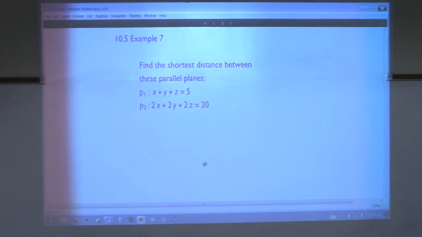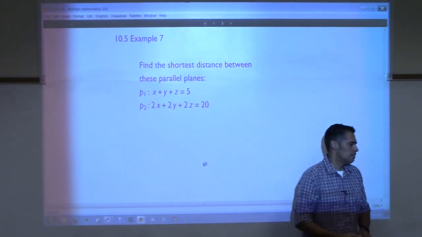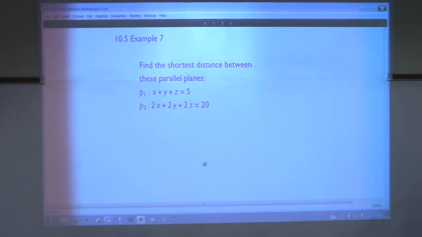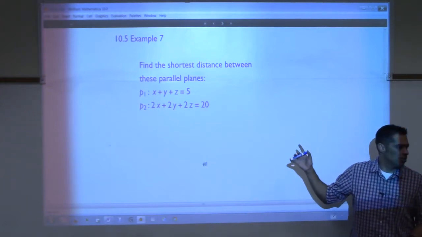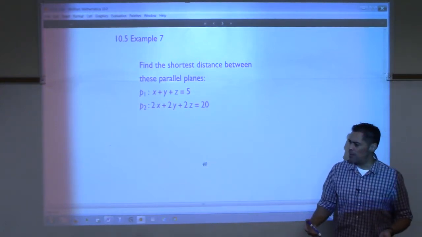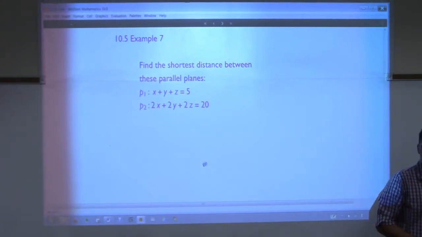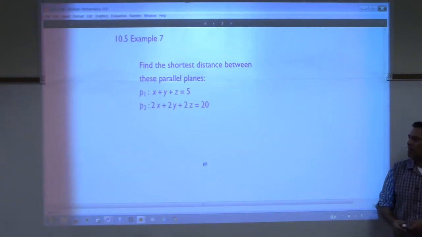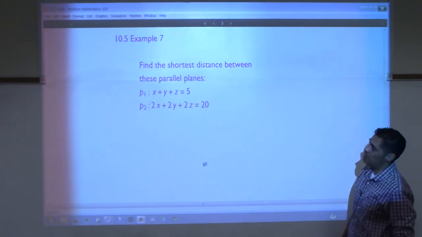Find the shortest distance between these parallel planes. Now, how do you know that these are parallel? Because the normal vectors for these planes are 1, 1, 1 and 2, 2, 2, and those are scalar multiples of one another. Therefore, they're parallel, right? What do you think the most common answer I get for this is, that's completely wrong and doesn't require any work?